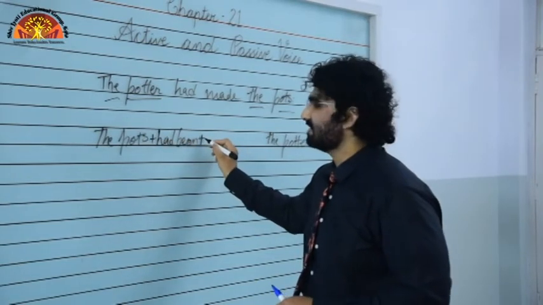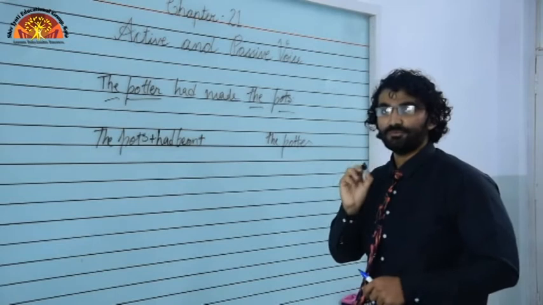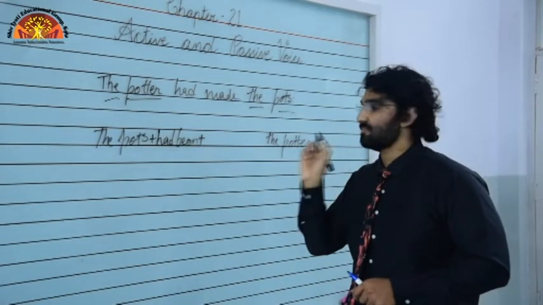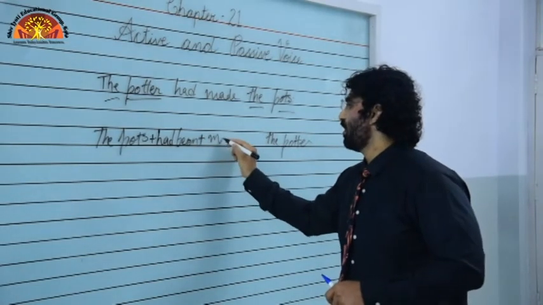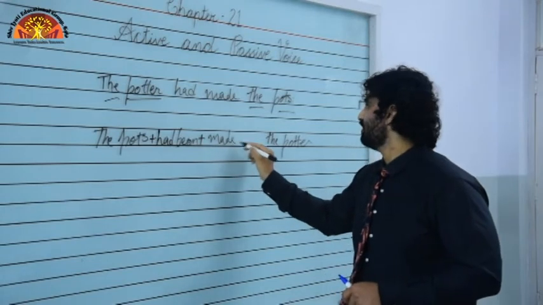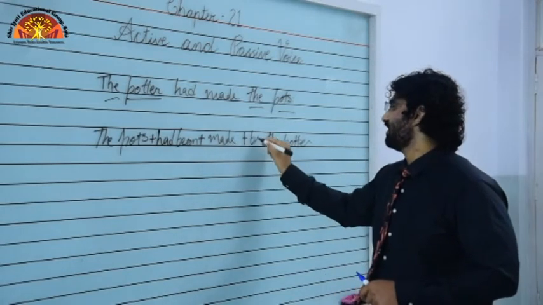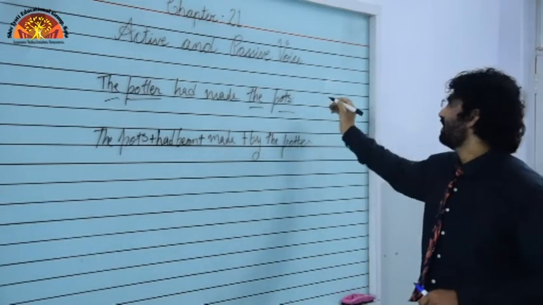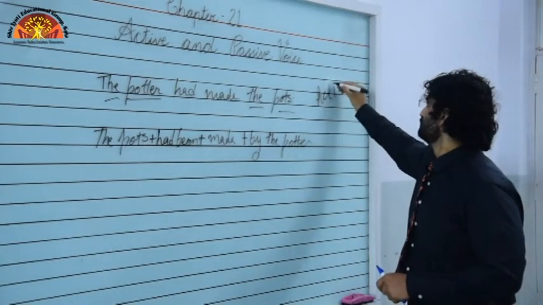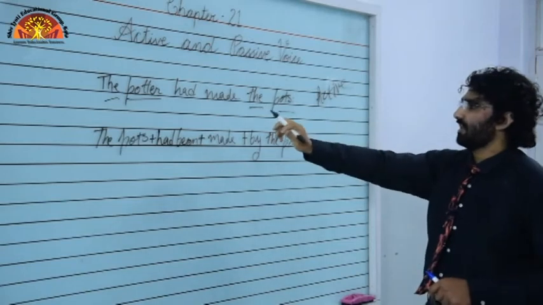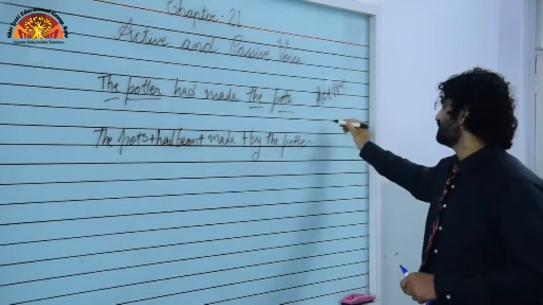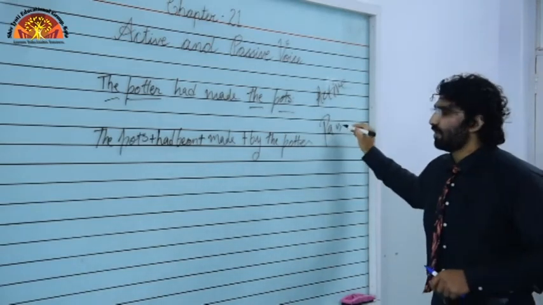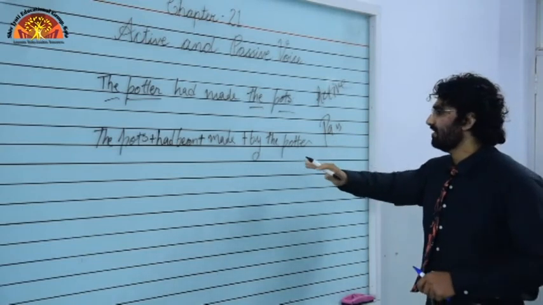Had been plus third form of verb, which is the past participle. The pots had been made plus by. Had been made by the potter. The pots had been made by the potter is passive. Active: the potter had made the pots.